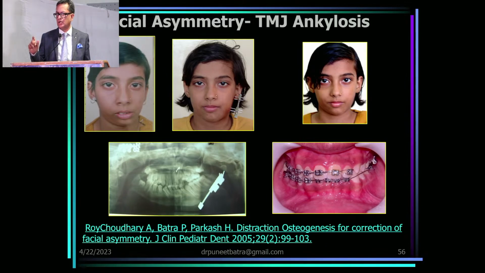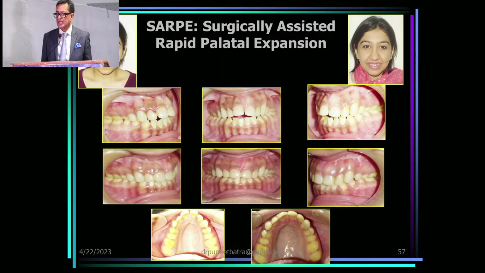Now we also are part of distraction osteogenesis. Have a look at this patient. This is a patient of TMJ ankylosis. You look at the facial asymmetry and look at the outcome. This outcome has come after using a finger distractor. How much does a finger distractor cost? Only 500 rupees. Finger distractor is stainless steel and it is put on the side of where the ankylosis was there and the midline correction was done after the ankylosis correction. So this we published in the Journal of Clinical Pediatric Dentistry in the year 2005.